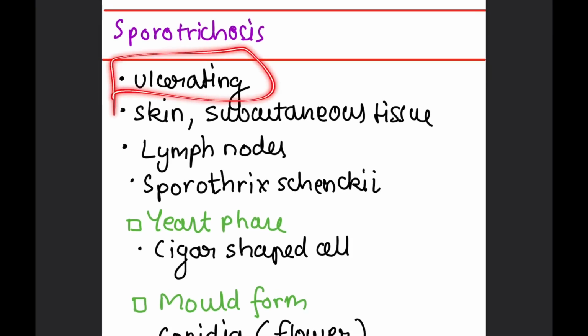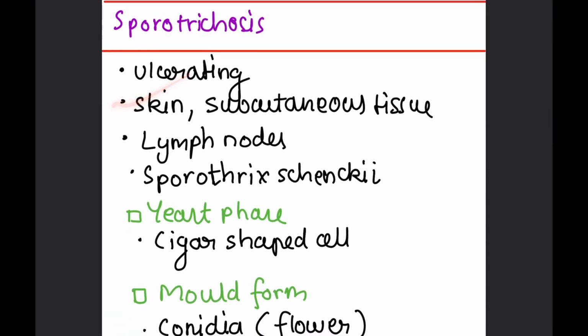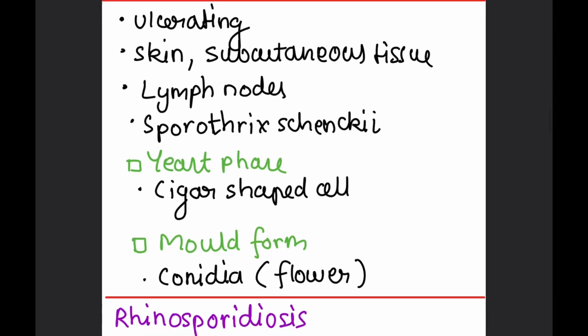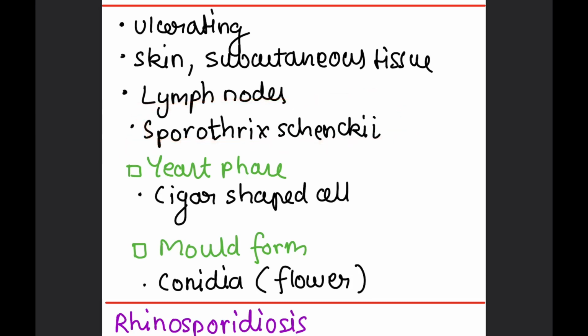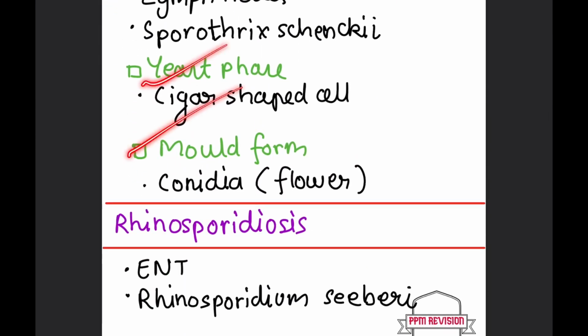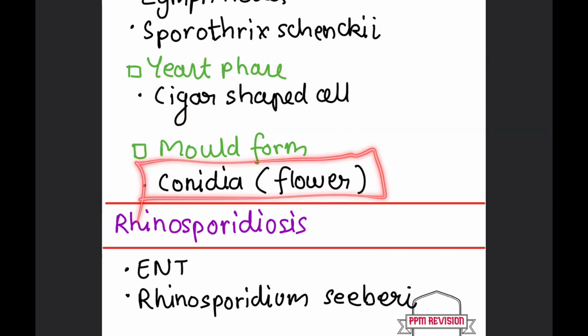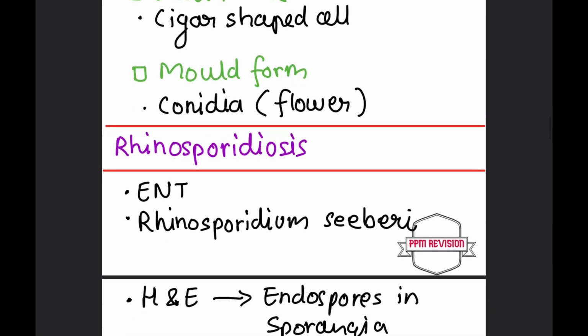Okay. Then going to sporotrichosis. Sporotrichosis, there's an ulcerating condition, and then skin and subcutaneous tissue are involved, and it also involves lymph nodes, and it's caused by Sporothrix schenckii. And then it has a yeast phase and a mold phase. Yeast phase, there are cigar shaped cells, and in the mold form there is conidia, which appear as flowers.